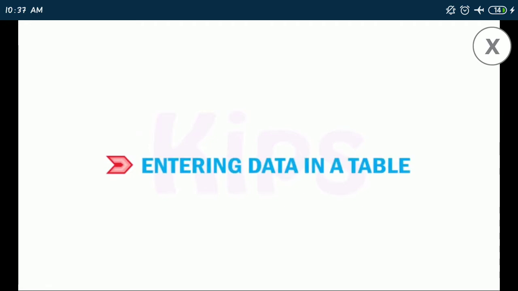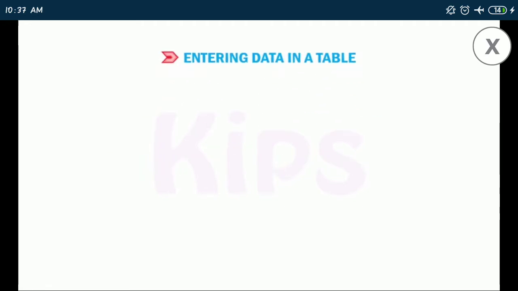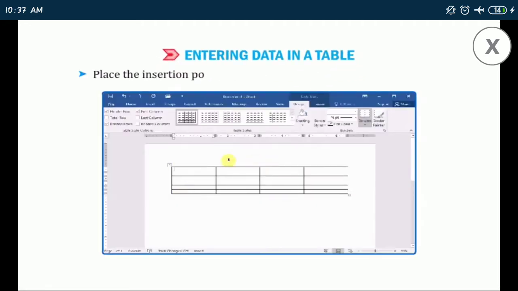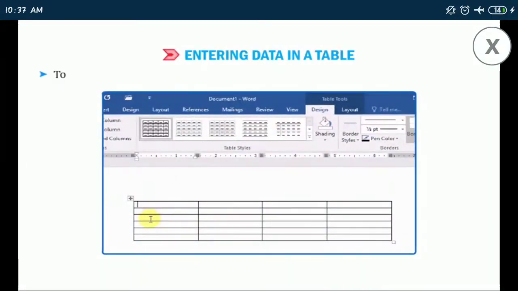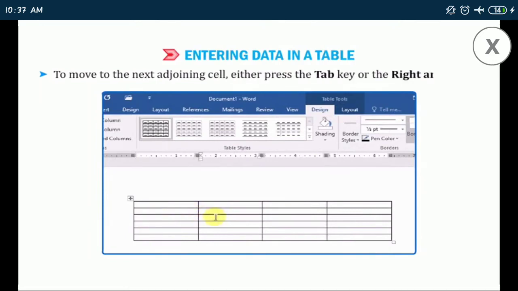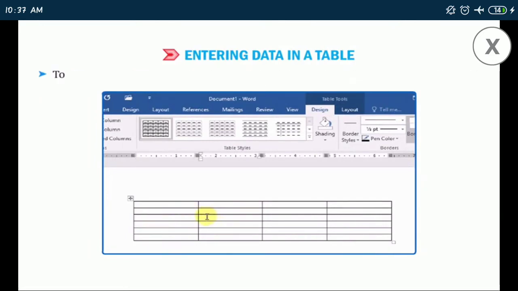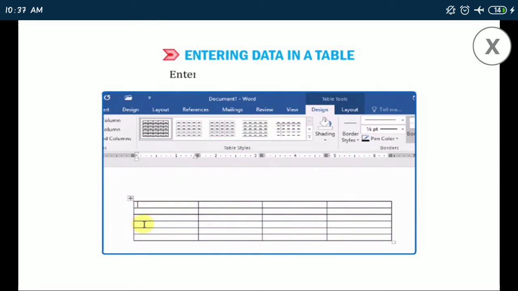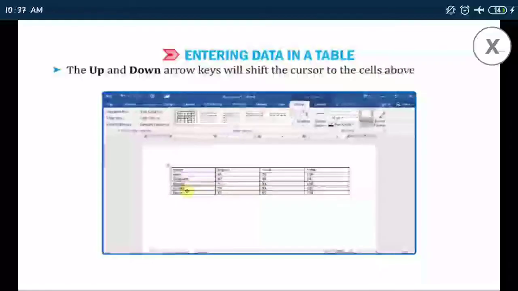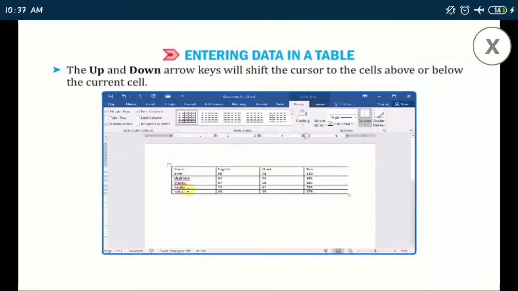Okay, let's learn how to enter data in tables now. Place the insertion point in a table cell where you want to type data. To move to the next adjoining cell, either press the Tab key or the right arrow key. To move to the previous cell, either press the Shift plus Tab key or the left arrow key. Enter the data as given in the table. The up and down arrow keys will shift the cursor to the cells above or below the current cell.